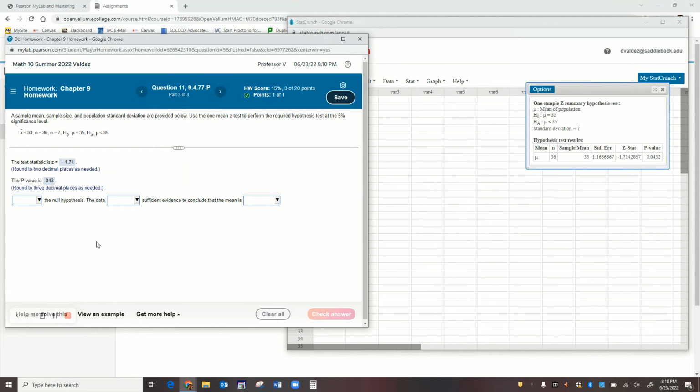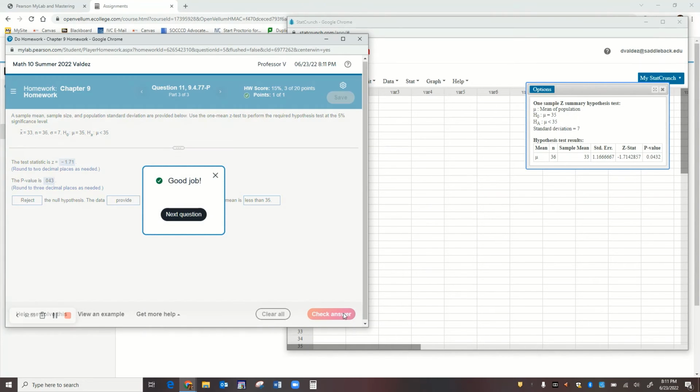All right, easy enough. And now we have to make a decision about the null hypothesis. So remember, if the p-value is less than or equal to alpha, you reject the null. What was alpha? Alpha is the significance level here. So 0.05, since 5%. Is 0.043 smaller than alpha? It is. So that means we will reject the null hypothesis. The data provide sufficient evidence to conclude that the mean is less than 35. That was what our alternative hypothesis stated. And let's check. We filled in everything well.